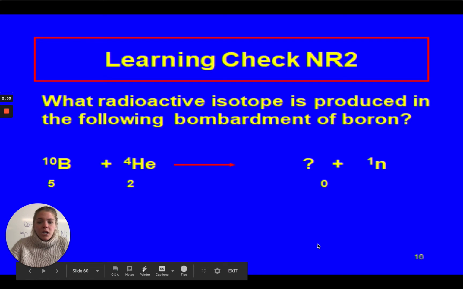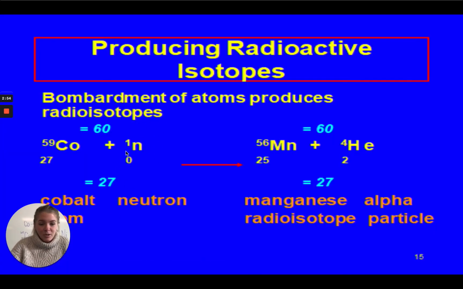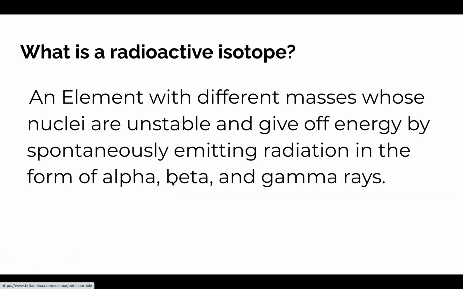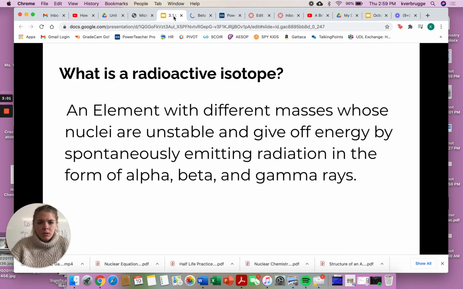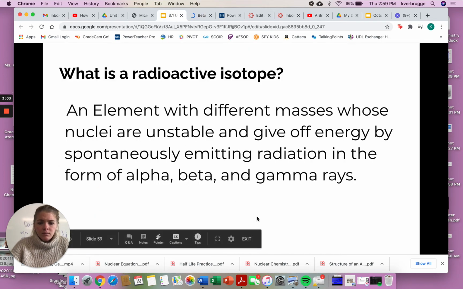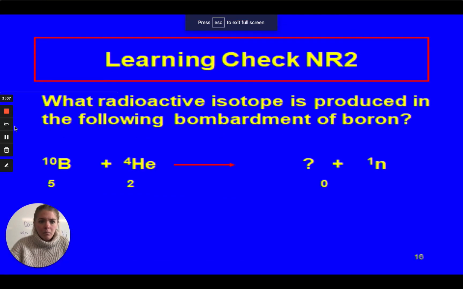So radioactive isotopes are always going to include this n. This n represents a neutron. Oh, what did I just do? I don't know what I did. Let's make this bigger again. Okay, I think we're okay.